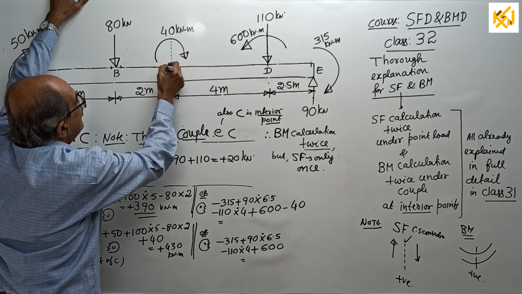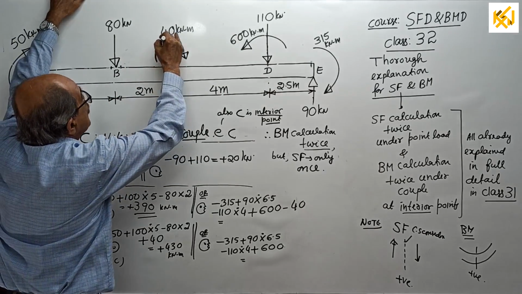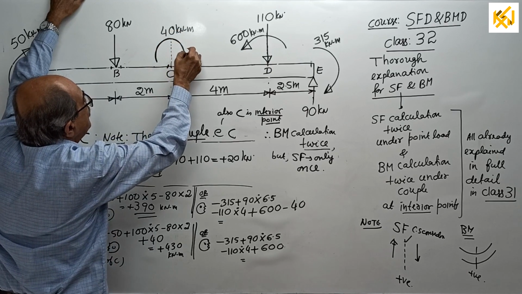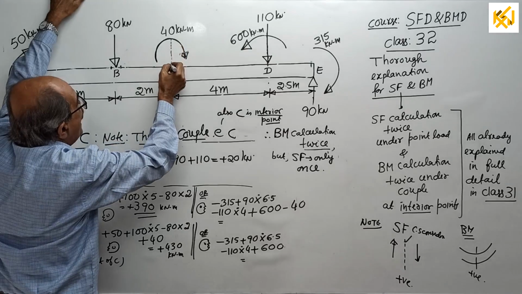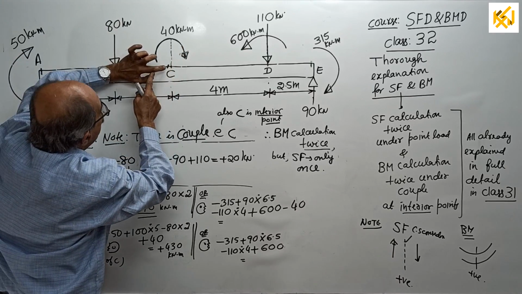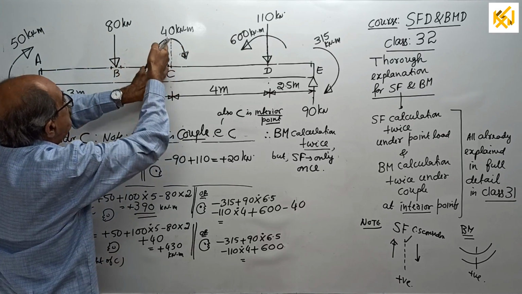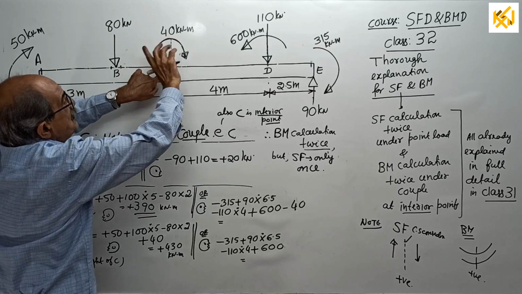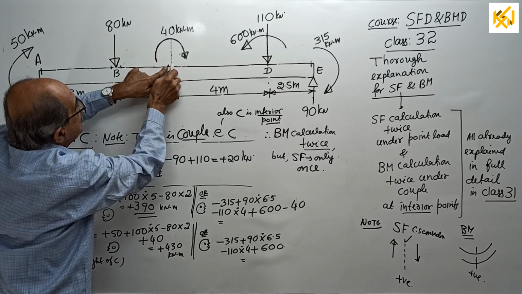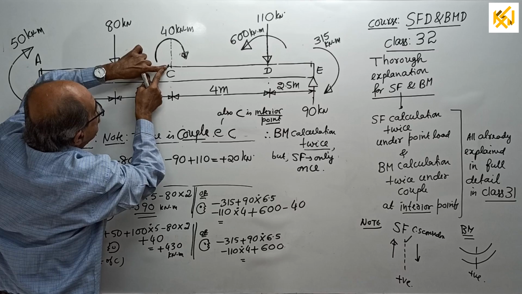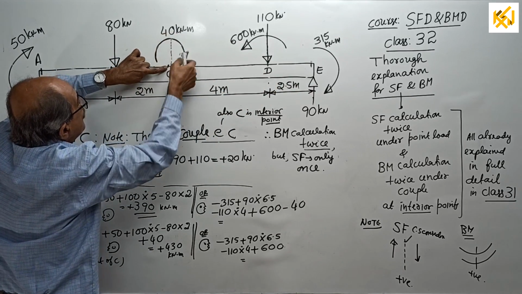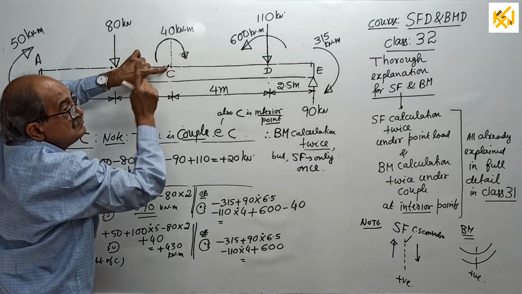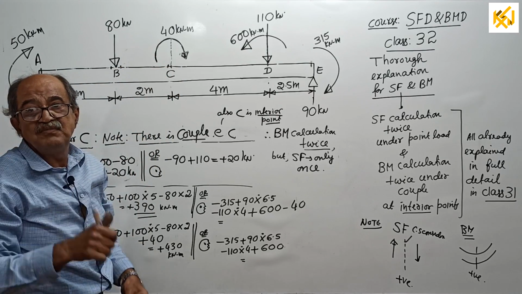See here. Remember now, this couple I told repeatedly for you, even though I write here, it is actually acting at this point. So, when you find bending moment here, if you look left side, the couple you cannot see because couple is acting here. Whereas, when you consider just to left of C, if you look right side, then this couple you can see acting here. Very, very careful.